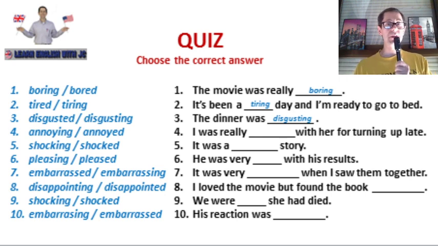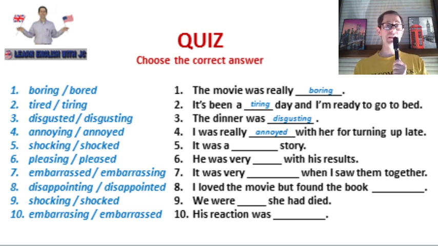If you're talking about something external, -ing. Now, take a look at number 4. I was really annoyed with her for turning up late, for arriving late. Now you're talking about your feelings. So I was really annoyed. I was really unhappy, uncomfortable, and angry. Annoyed, because you're talking about your feelings now. So feelings, -ed. I was really annoyed with her for turning up late, for arriving late.